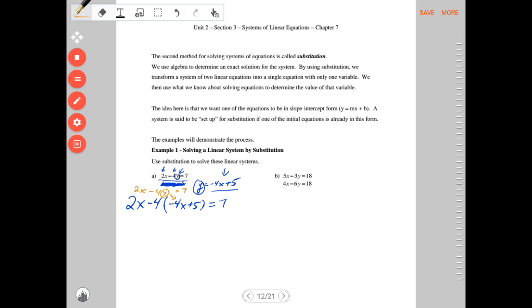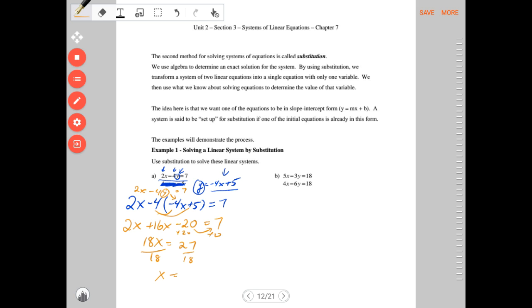Okay, awesome. So what that does for us is that gives us one equation with only one variable, the x. So now we have to use algebra to solve for that x. So the 2x just stays. Now this negative 4 distributes to both of those chunks. So negative 4 times negative 4x is plus 16x, and negative 4 times positive 5 is negative 20, equals 7. Okay, so now we combine our like terms. 2x and 16x is 18x. That 20 is going to have to move over, so plus 20, plus 20. So 18x equals 27. Then I divide by 18, divide by 18.